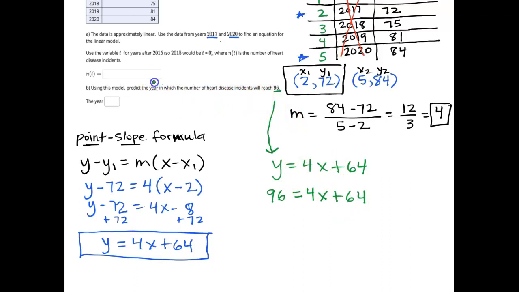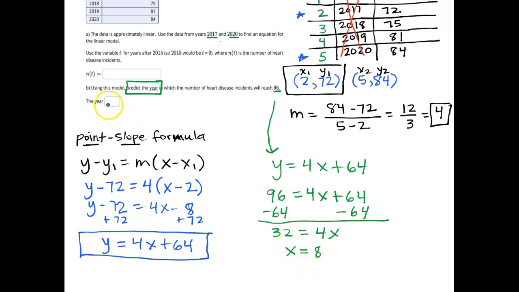But it wants to know the specific year, so we got to watch our instructions closely. All right, but let's go ahead and solve this. So let's subtract 64 over so we can solve for x. So 96 minus 64 gives me 32. 32 equals 4x. Divide both sides by 4, so x equals 8.